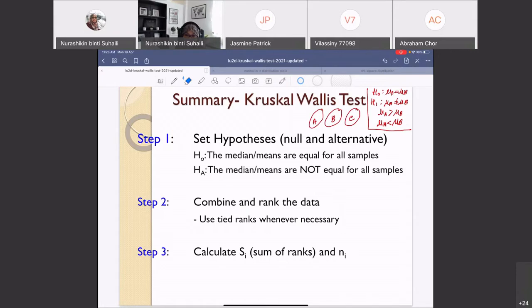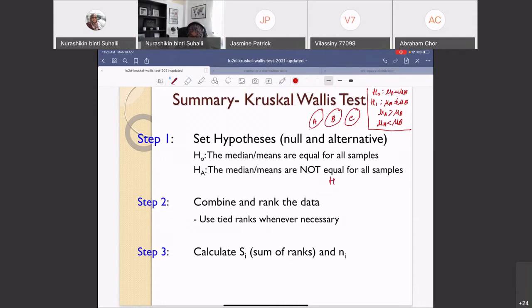It's very easy, isn't it? Like we have three samples. Sample A equal to sample B equal to sample C. And if not, the alternative hypothesis is that they are not all equal to each other. Yes, correct. It's just an extension. You can see it's just an extension. It's so easy, actually.